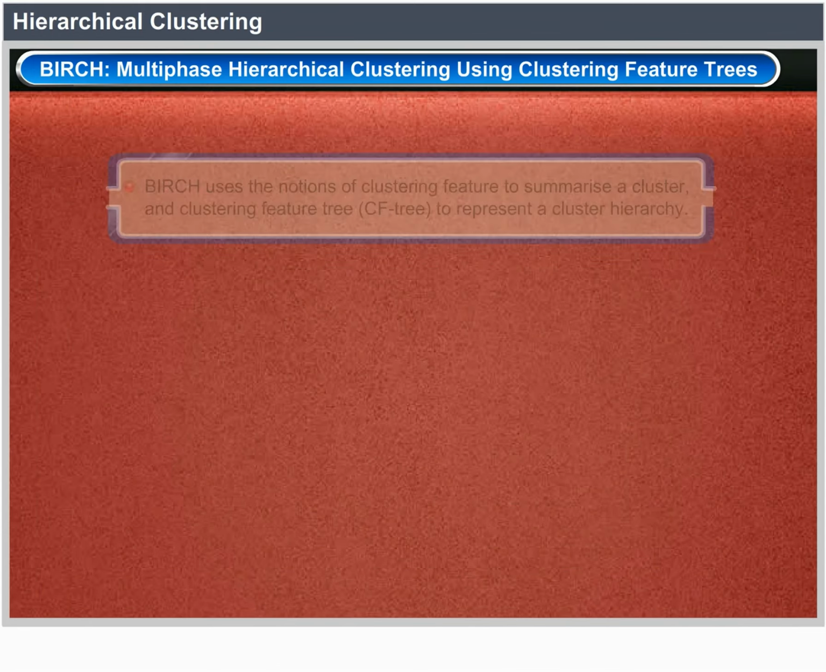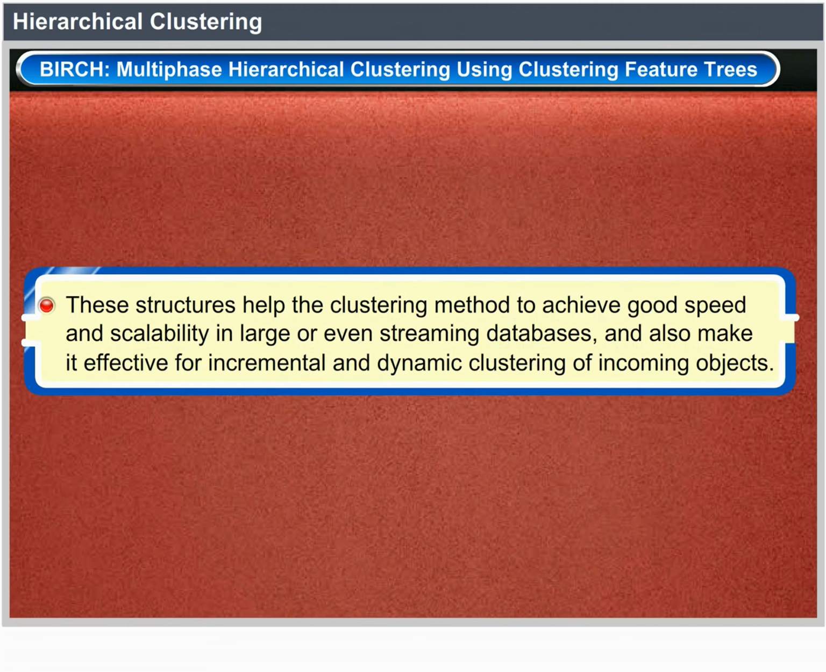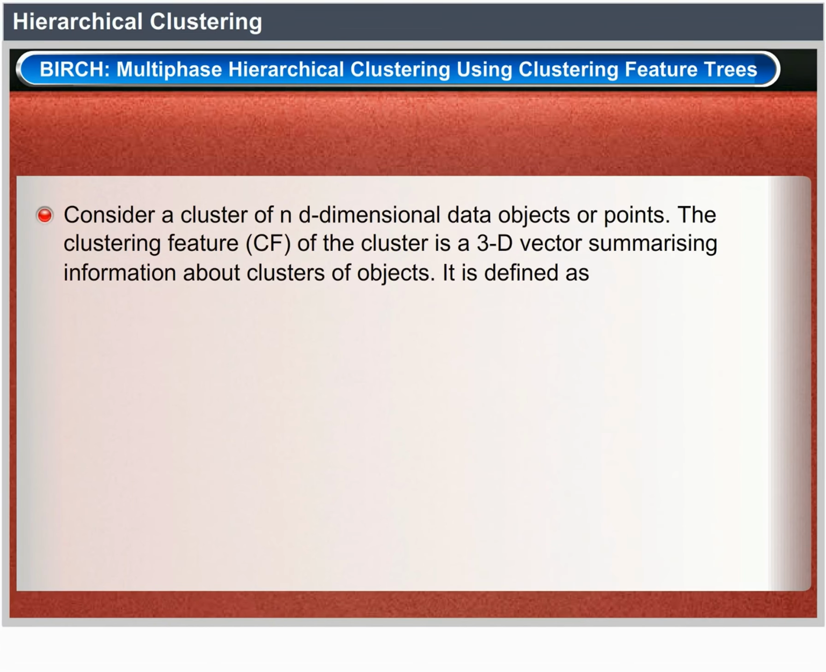BIRCH uses the notions of clustering feature to summarize a cluster and clustering feature tree, CF tree, to represent a cluster hierarchy. These structures help the clustering method achieve speed and scalability in large or even streaming databases and also make it effective for incremental and dynamic clustering of incoming objects. Consider a cluster of n d-dimensional data objects or points. The clustering feature CF of the cluster is a 3D vector summarizing information about clusters of objects.